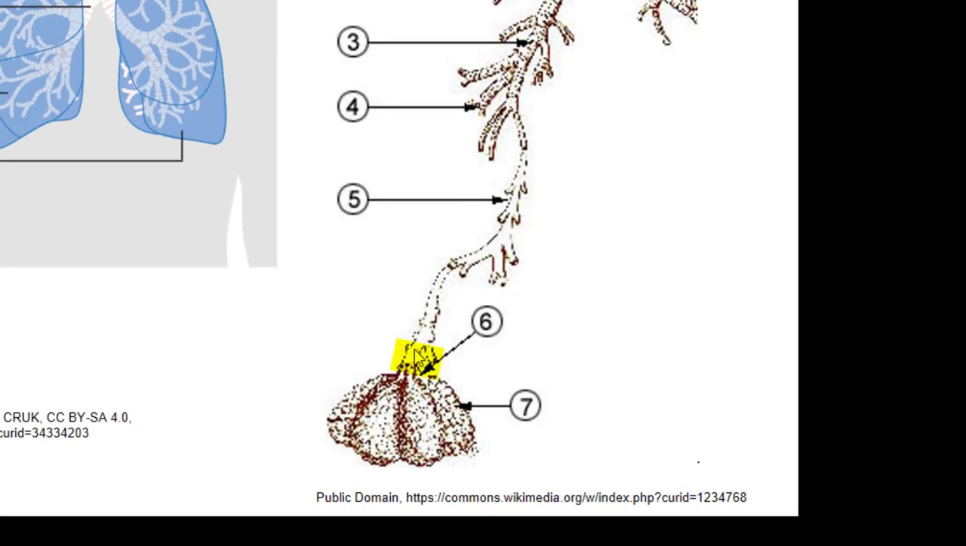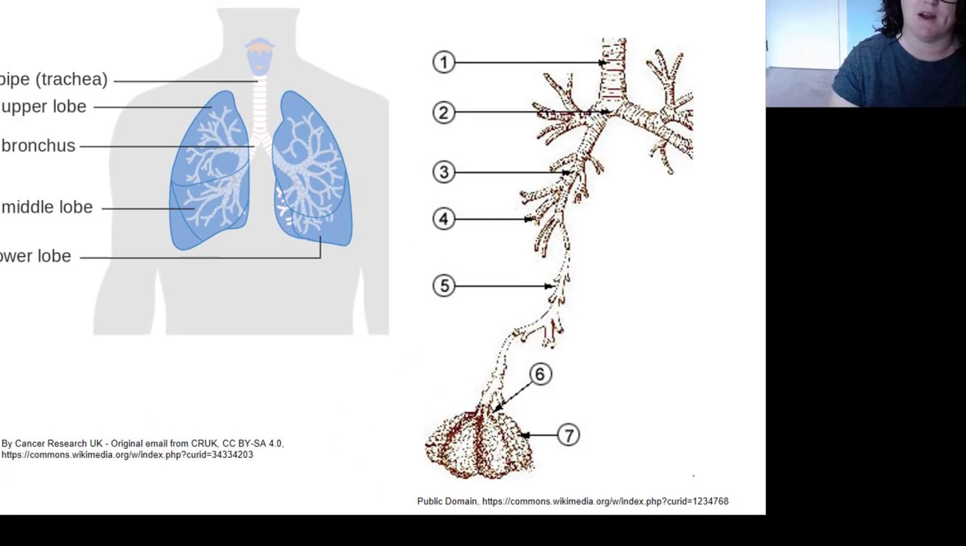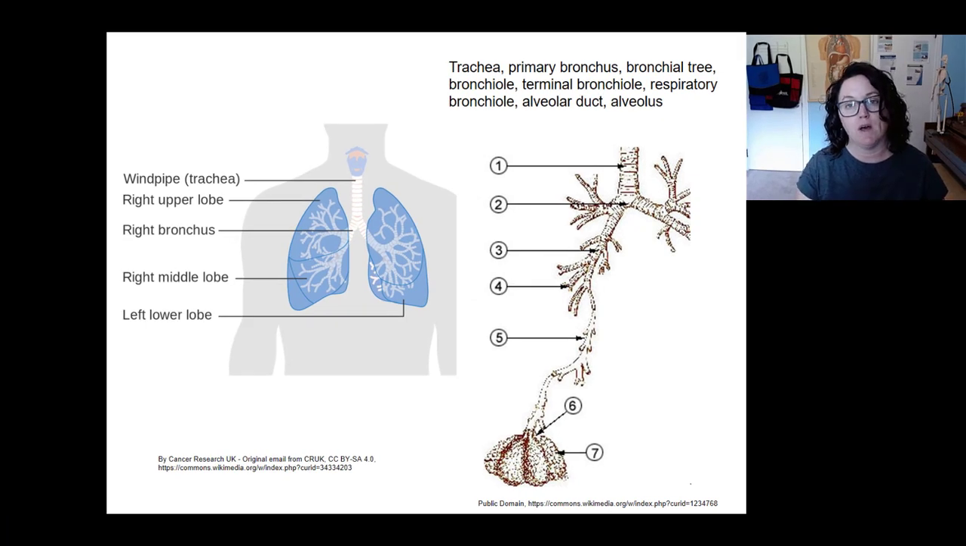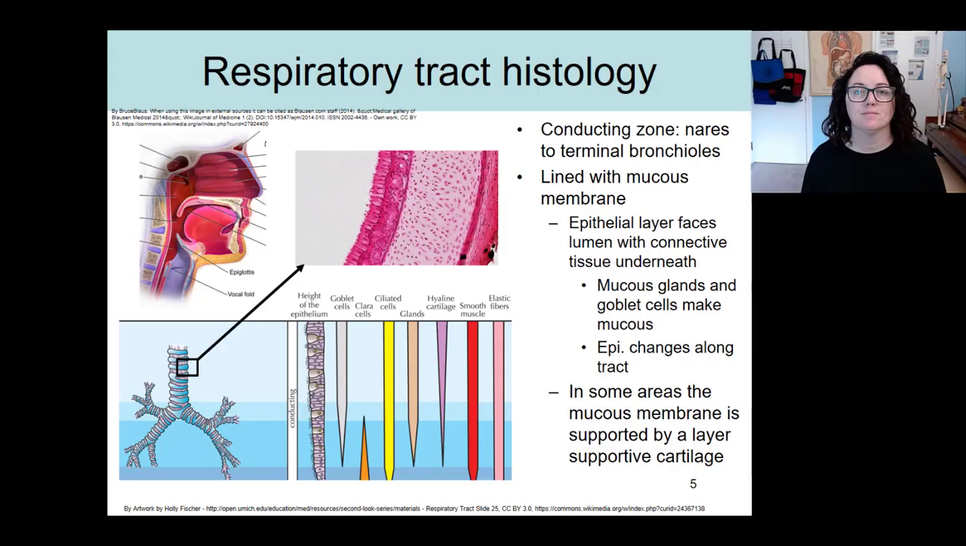The alveolar ducts bring the air to the alveolus, or alveoli for plural, which is the end of our pathway of air. At the alveoli, gases will be exchanged between the alveolus and a capillary. We have traced the path of air from the nares to the alveoli. But let's take a look at the histology of the respiratory tract.